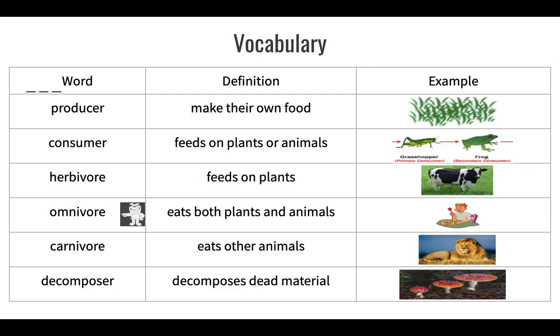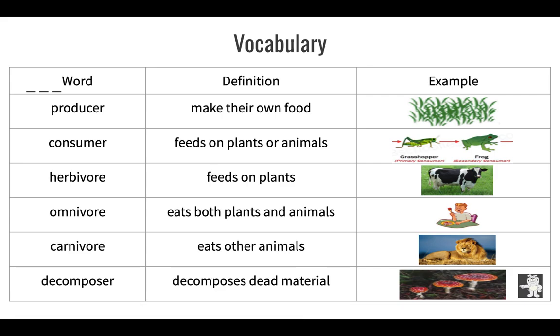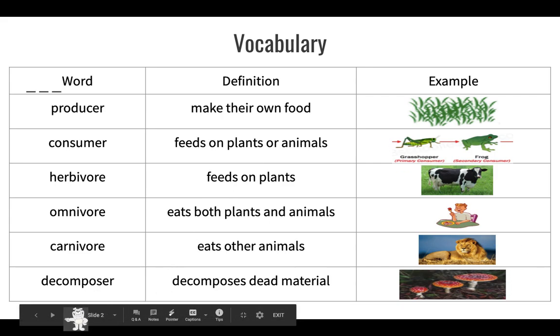An omnivore eats both plants and animals. We as humans are considered omnivores because we eat both meat, such as cows, which is an animal, and plants, such as lettuce. Then we have a carnivore that eats other animals, like this lion right here. And then a decomposer. A decomposer decomposes dead material or breaks down dead material, for example, these mushrooms. So those are our vocabulary words for today.